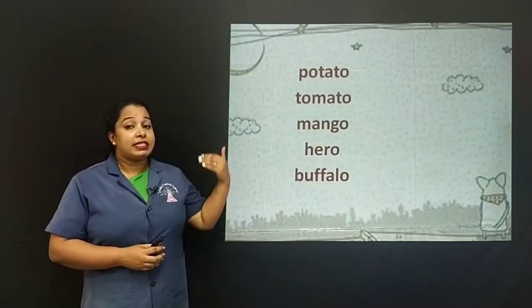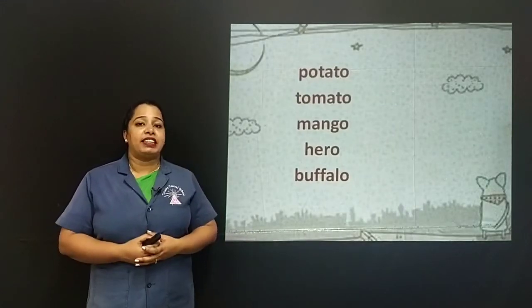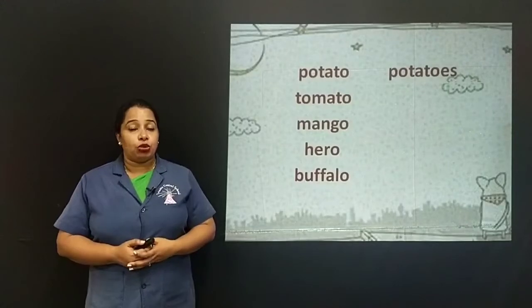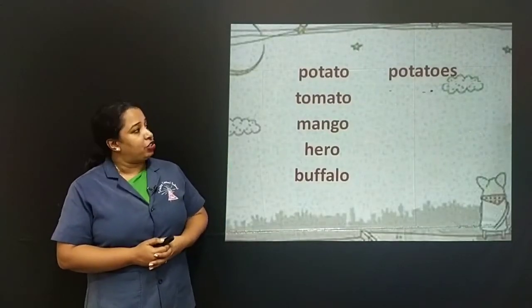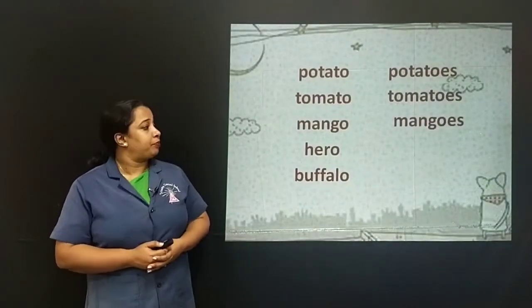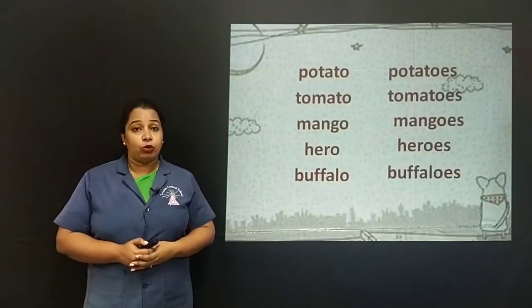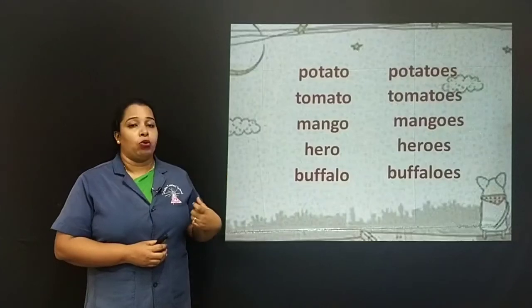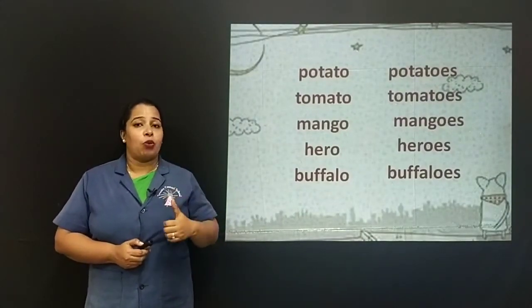So these are some nouns which are ending with the letter O. To make them plural we take the help of letters E and S. How? Potato becomes potatoes. So after potato, after O, we add ES. Tomato becomes tomatoes. Mango becomes mangoes. Hero becomes heroes. Buffalo becomes buffaloes. So what we have done, we have added ES after the O to all these singular nouns to make them plural. So this is one rule.